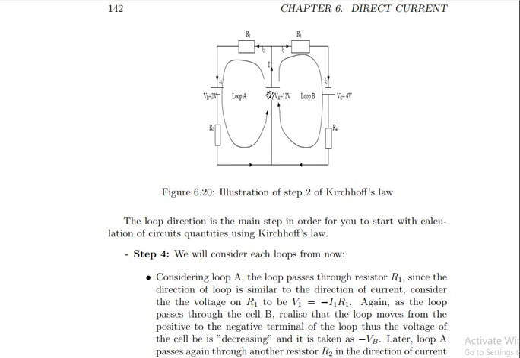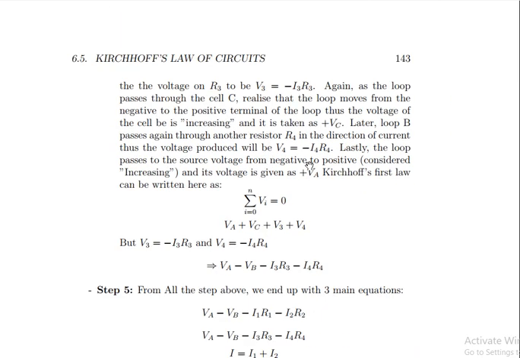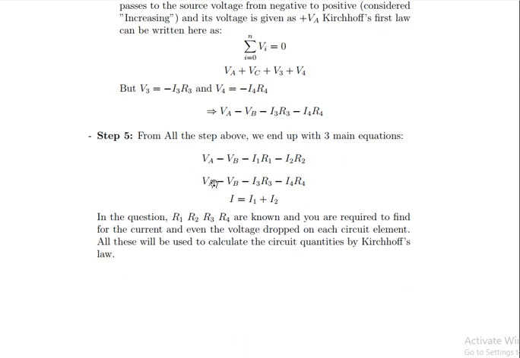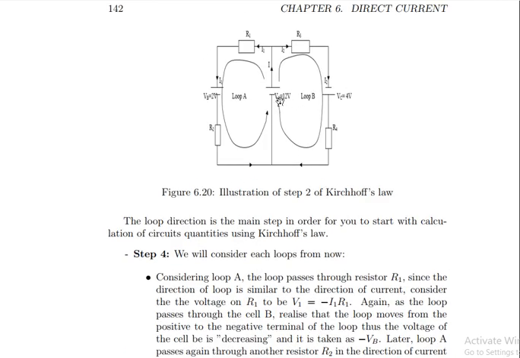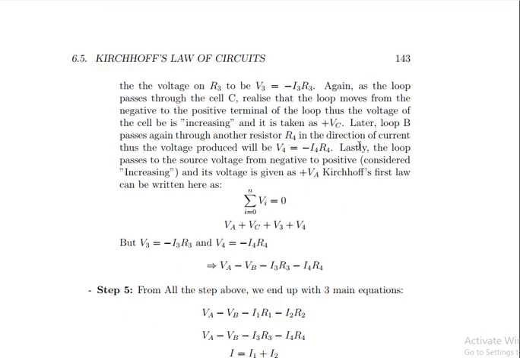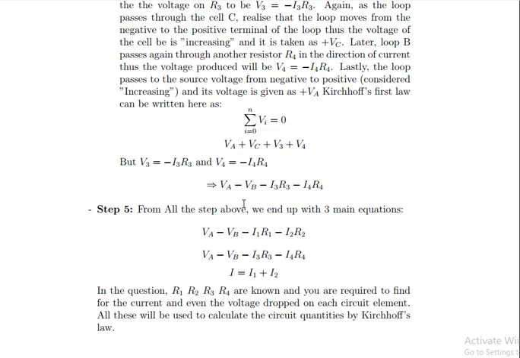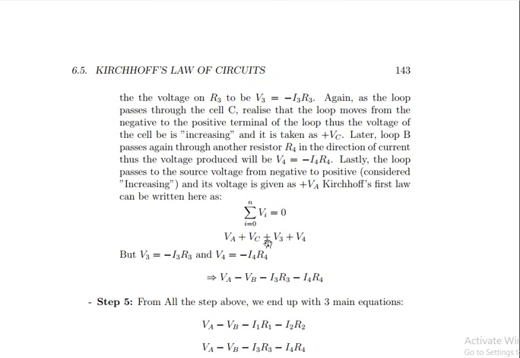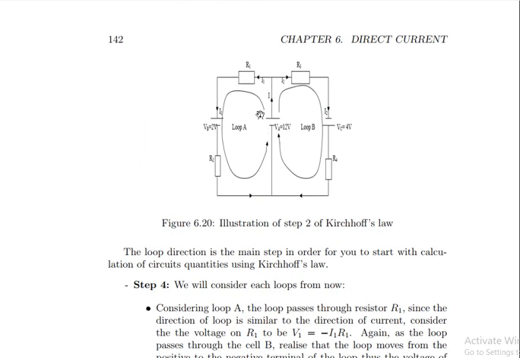And here, since the voltage is moving from negative to positive, the voltage is going to be increasing and thus positive. So the way to write it is going to be VA plus VC minus I2 R3 minus I2 R4, and this other formula here. There is a small error made on this Kirchhoff. The main aim is to understand what Kirchhoff states.